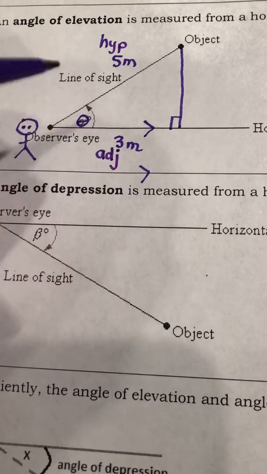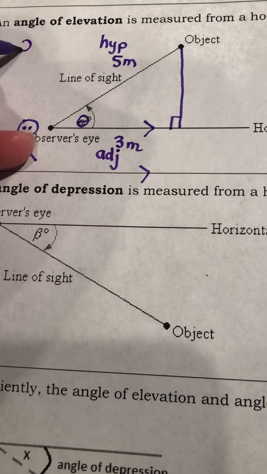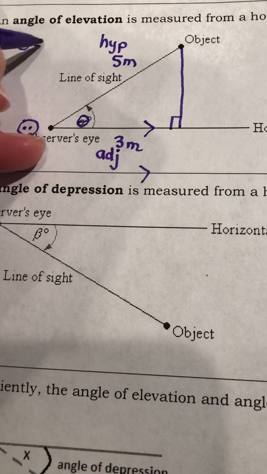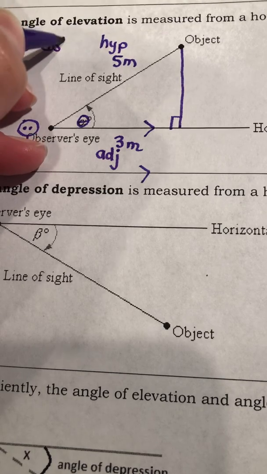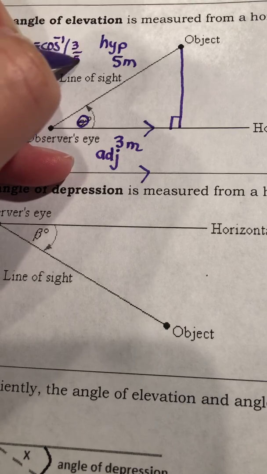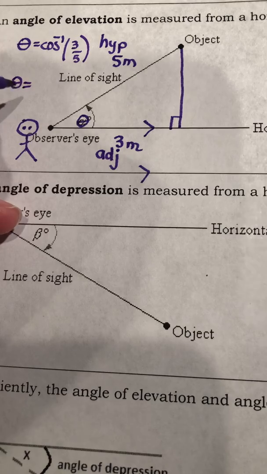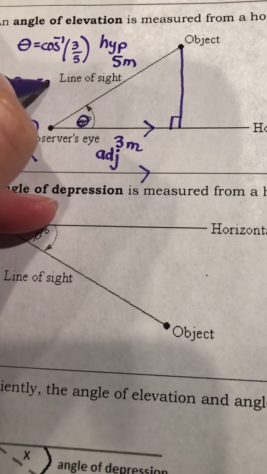And because I have the adjacent side and the hypotenuse, I would use the formula for inverse cosine. So I would say theta equals inverse cosine of adjacent over hypotenuse, which is 3 over 5. And by typing this in my calculator, I would get roughly 53 degrees.